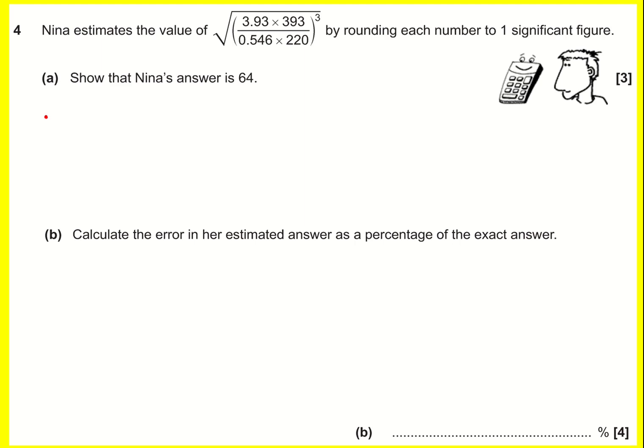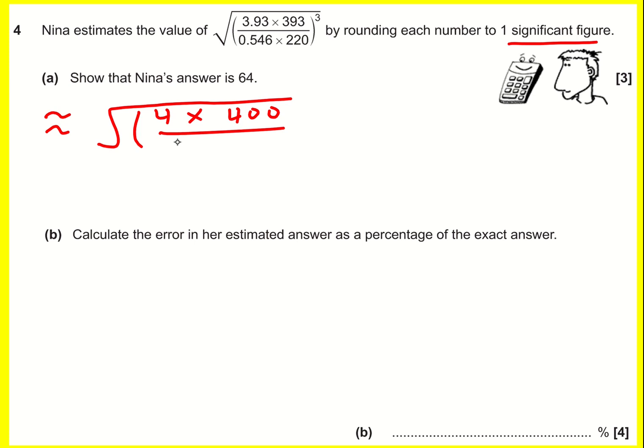Okay, we're doing estimation here. So we're rounding to one significant figure, which basically means make each number as simple as we can. 3.93 becomes 4, 393 becomes 400, 0.546 becomes 0.5, 220 becomes 200. Cubing it inside the roots.